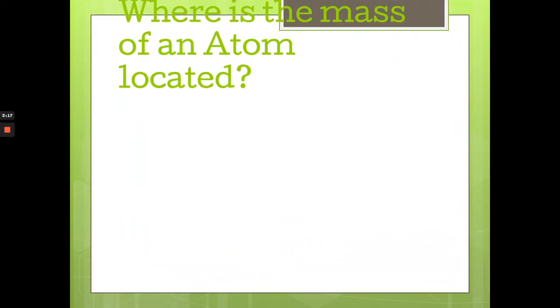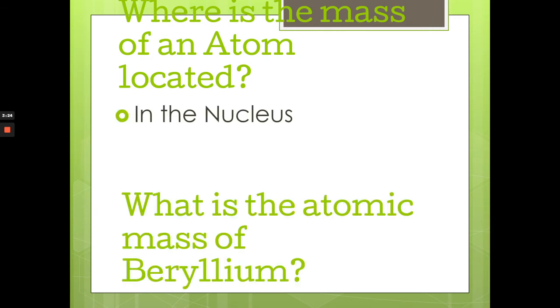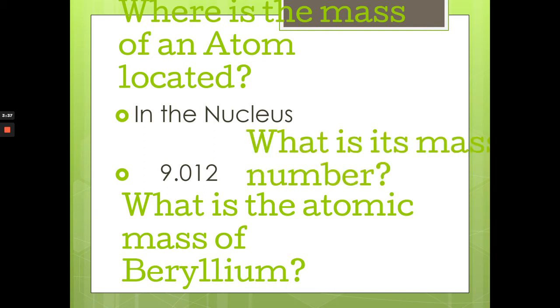Where is the mass of an atom located? The mass of an atom is located in the nucleus, which is made up of protons and neutrons. What is the atomic mass of beryllium? Remember, you go look at the periodic table. The number at the bottom is going to give you the atomic mass. It is 9.012. What is its mass number? It is going to be 9, because remember, you round to the nearest whole number. Since it's 9.0, you let it rest at 9.